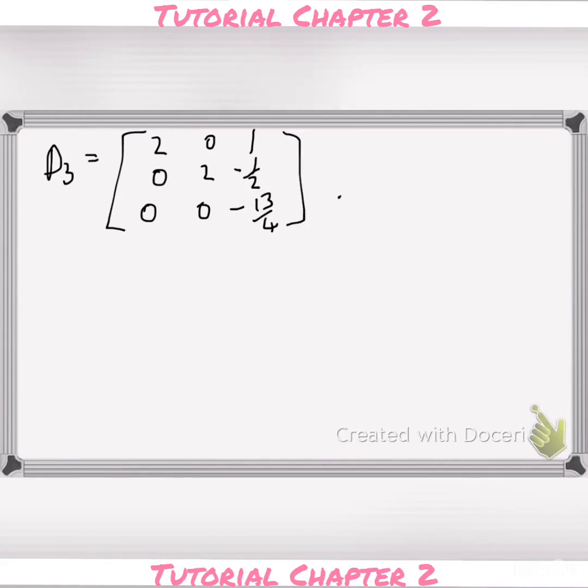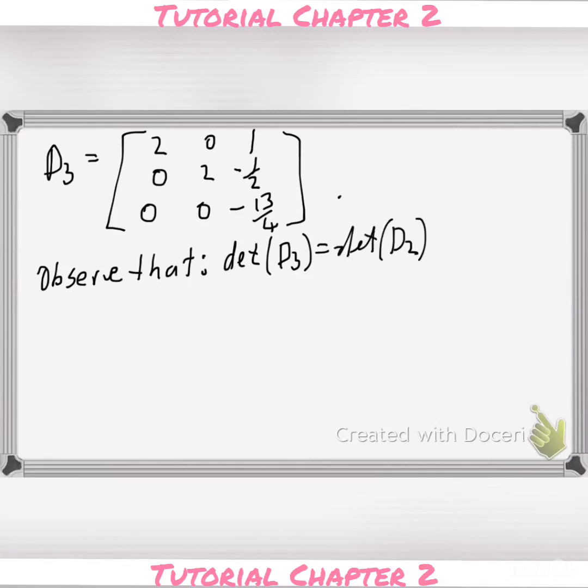Okay, and remember what we said? Observe that we said the determinant of D3 is equal to the determinant of D2. And the reason we said that was because we obtained D3 from D2 by taking a multiple of one row and adding it to another. And by our previous determinant laws, the new matrix you get has the same determinant as the old matrix.